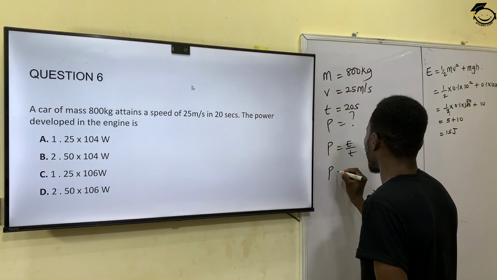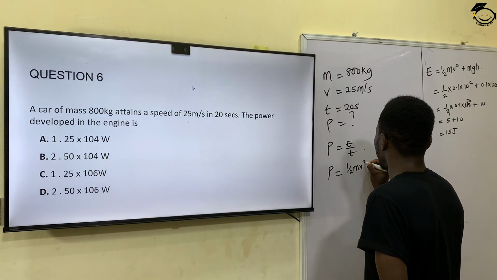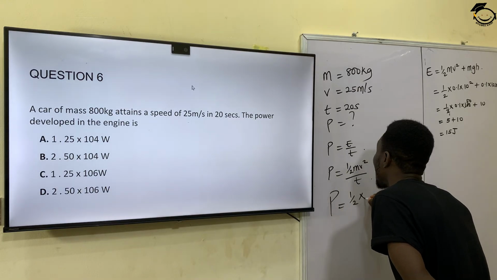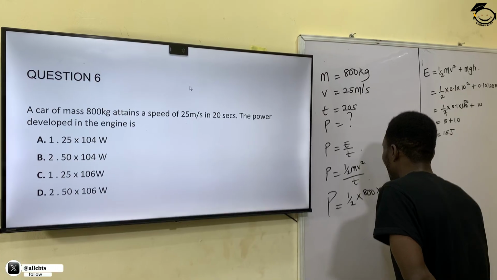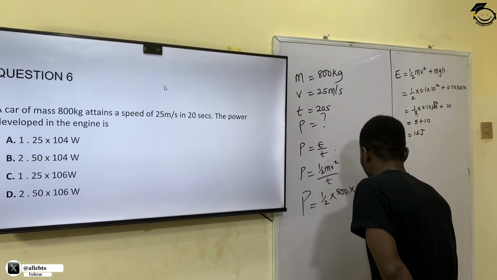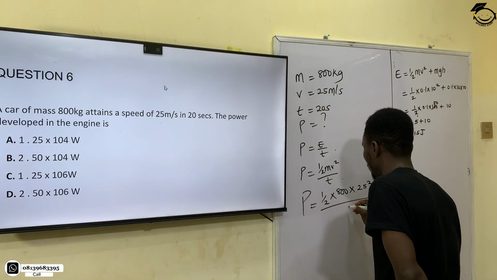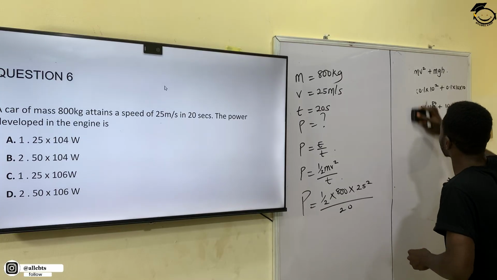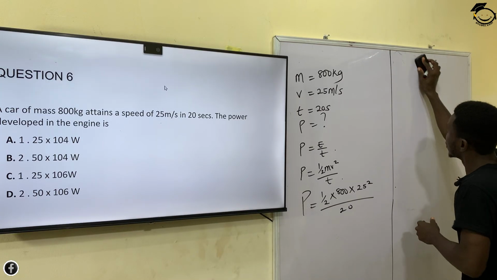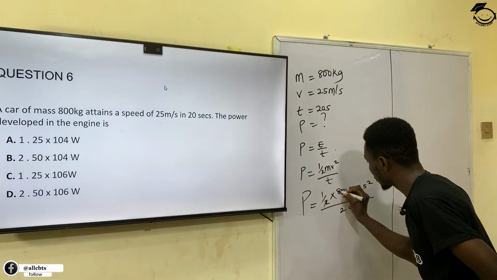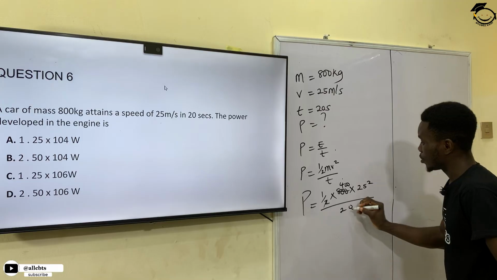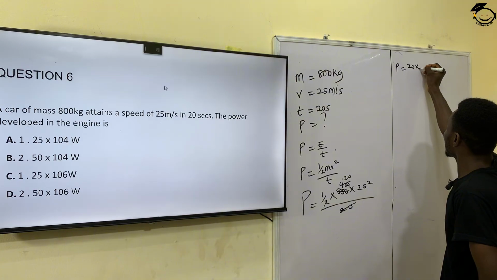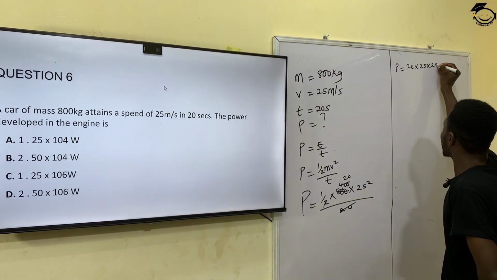This is the same thing as saying that power is equal to half mv squared over time, which means that my power is equal to 1 over 2 times the mass, which is 800, times the velocity, which is 25 squared, divided by the time, which is 20. So if we simplify this further, the 20 here will cancel. So my power is equal to 20 times 25 times 25.